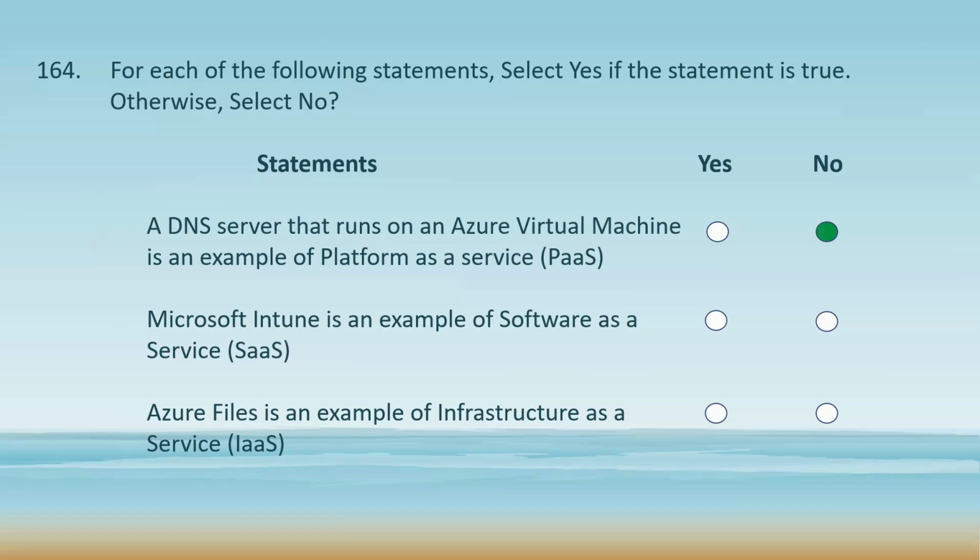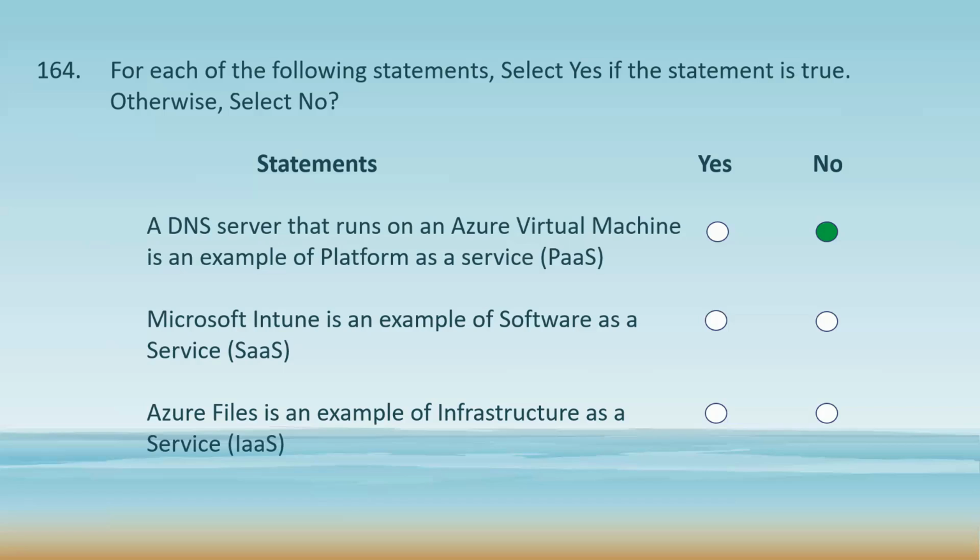In infrastructure as a service, you have control over the virtual infrastructure where you manage the operating system, runtime environment, and applications running on the VM. In this case, you would deploy and configure a virtual machine on Azure to run the DNS server software, taking responsibility for the installation, maintenance, and management of the server.